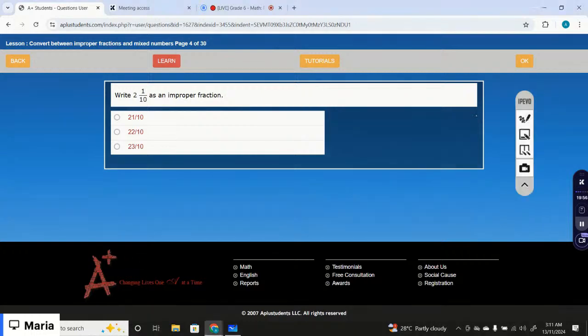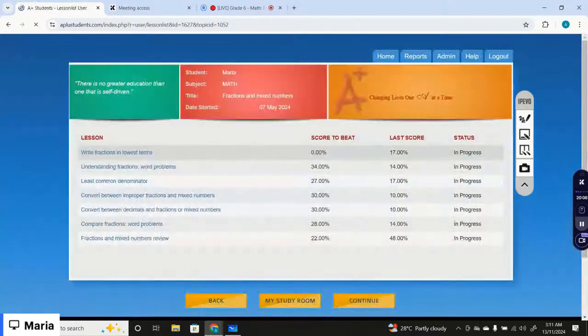Do not answer without solving. Do not guess the answers. You can complete the lesson by yourself later today. Let's just move on to the next lesson. You guys just keep guessing the answers. This isn't the right way to do the math.